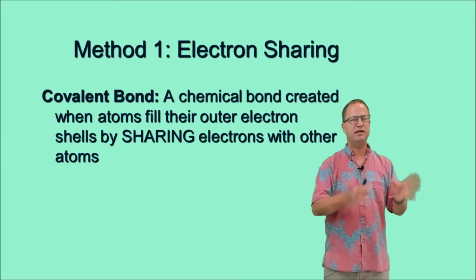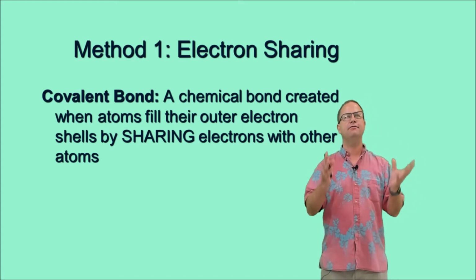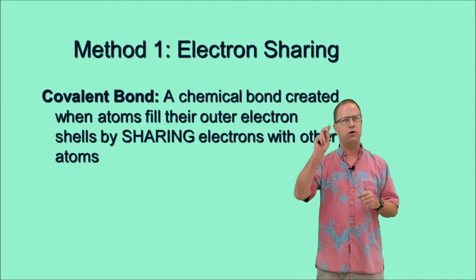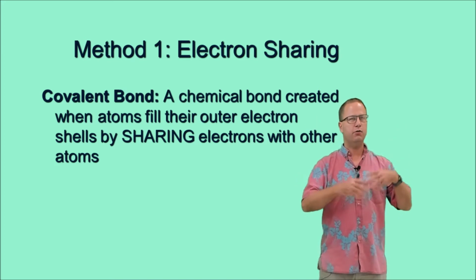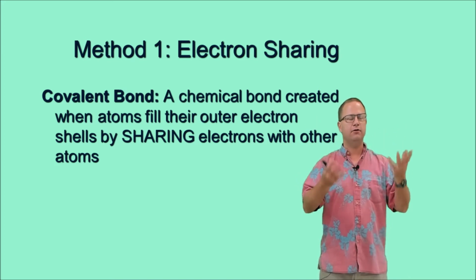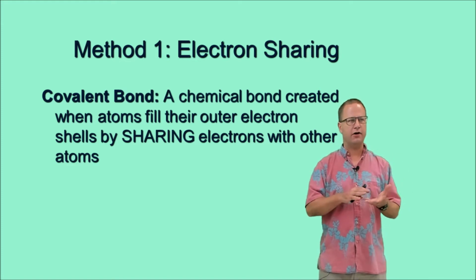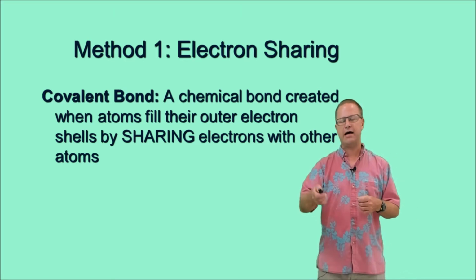Okay, if you remember what we said before, atoms want to be happy, and the way that atoms become happy is having a full valence shell or outer electron shell. Remember that first shell can hold 2 electrons, but the subsequent shells can hold usually 8 electrons. So we want to become happy by getting a full outer shell. How do we do that? Well, the first method here is electron sharing, something called covalent bonding. Covalent bonding is a chemical bond created when atoms fill their outer electron shells by sharing electrons with other atoms.